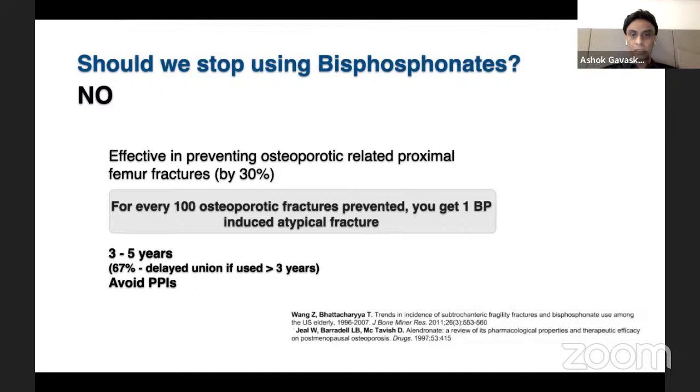So these drugs are relatively safe, provided you don't use them for more than 3 to 5 years. These drugs have a really long half-life, so you don't even need to use them beyond that. And if you look at the papers where there is a higher incidence of delayed union, these are in patients where the drug was used more than 3 years. And avoid using proton pump inhibitors and steroids along with these drugs because they have an additive negative effect.